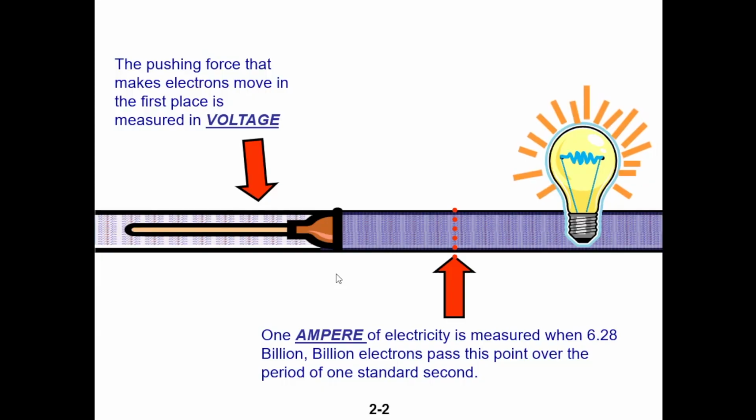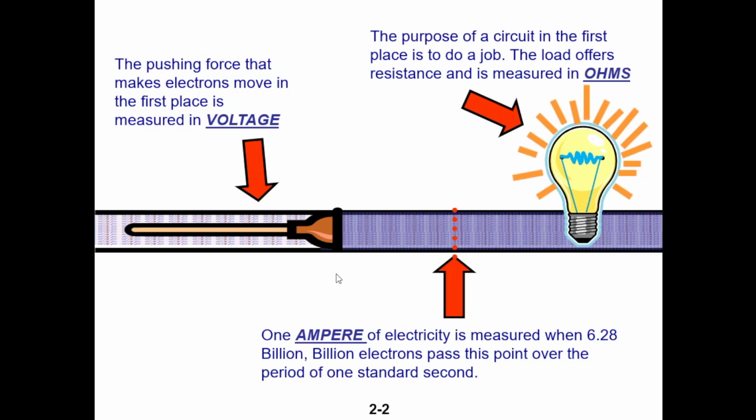Now this light bulb is our resistance. That's the reason for the circuit. We don't just build circuits with a battery and wires. We want to have a load too. So that light bulb would be our load, and that's resistance, and we measure that in ohms. So that is essentially the trifecta of electricity, and that's what you really need to understand before moving forward.